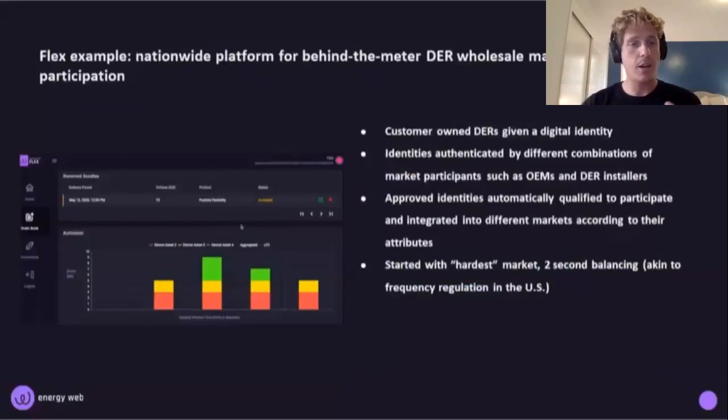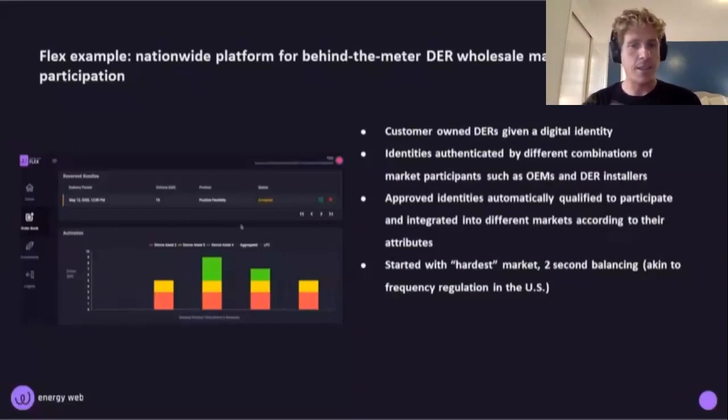And what we supported APG in doing is just what I talked about. So giving customer-owned DERs a digital identity, enabling those identities to be authenticated. And when I say authenticated, literally, okay, I am a battery sitting in Jesse's basement with the following attributes, and then some other market participant, in this case, it was the DER installers themselves, are certifying that, yes, that battery in Jesse's basement is what it says it is and is capable of doing what it says it's capable of doing. So we actually enabled those identities to be authenticated.